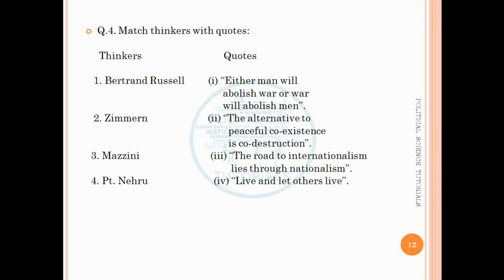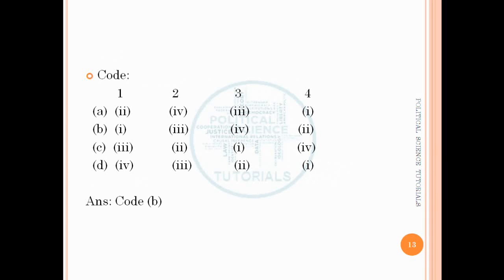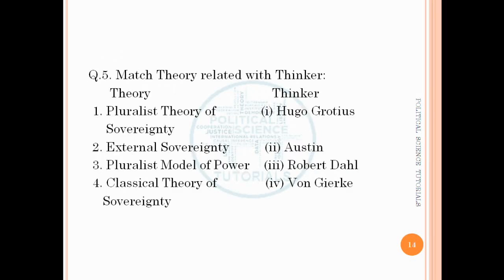Now question number 4. One side has the names of thinkers and the other side their famous quotes. Quote: either man will abolish war or war will abolish men. This was said by Bertrand Russell. The alternative to peaceful coexistence is co-destruction. This was said by Pandit Nehru. The road to internationalism lies through nationalism. This was said by Zimmern. And live and let others live. It was said by Mazzini. So option B is correct.